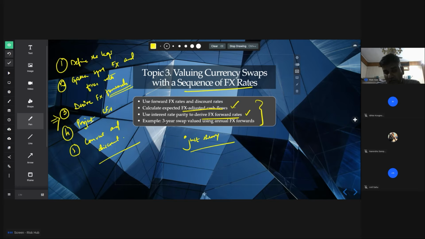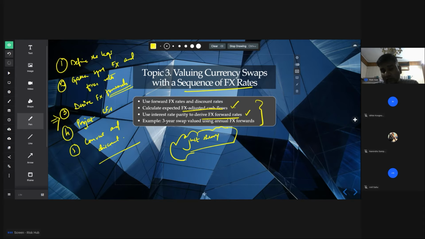Again, I'm telling you, a lot of you would get confused about why this is being introduced. Do I have to solve numerical? No, just theory. They are just ending the numerical part, saying that please don't think that if you have to calculate your numerical part, you have to only follow one method. There are other methods also. You can do it by your FX forward.